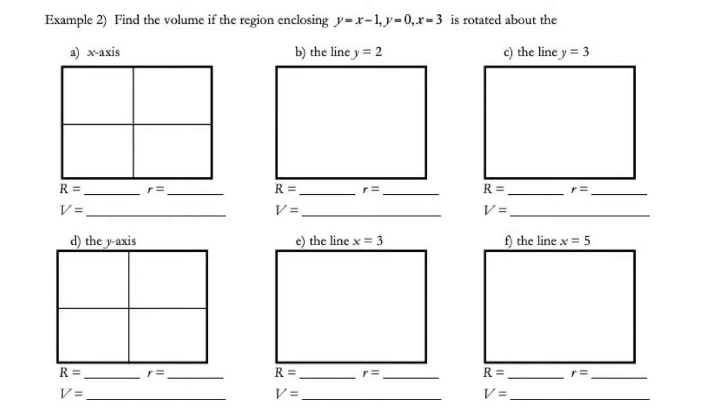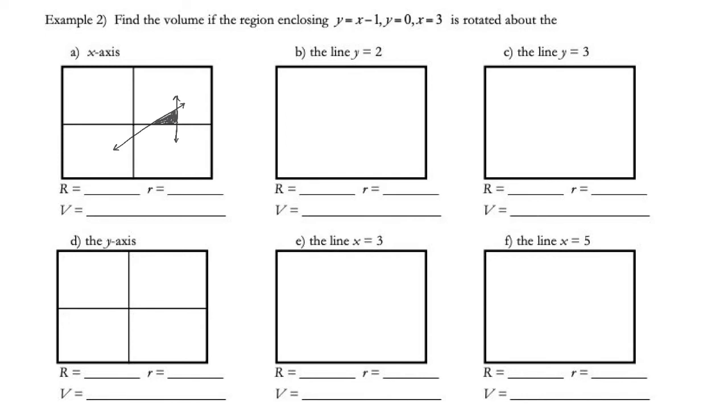Right, in example 2, again, we are going to do a quick sketch of our given information, and we are told that we have y equals x minus 1. So we're going to have this line here. And then we also have the line y equals 0, which is going to be our x-axis. And then we have x equals 3, so we're going to have this portion here. So it looks like we have another bounded region that looks like a triangle.